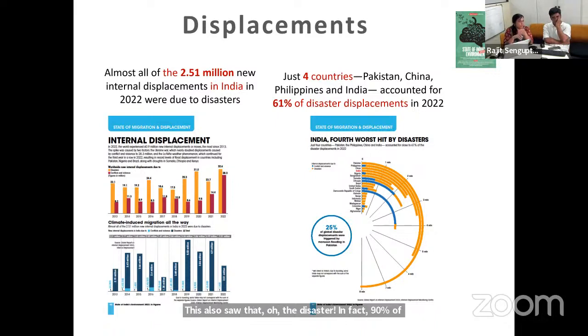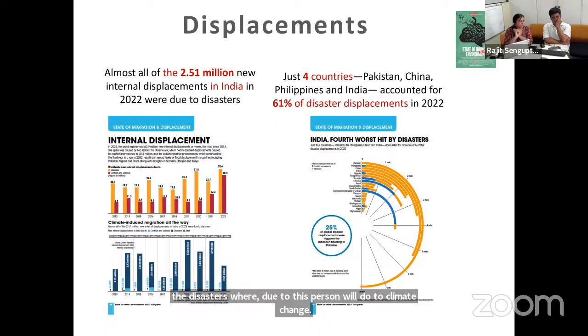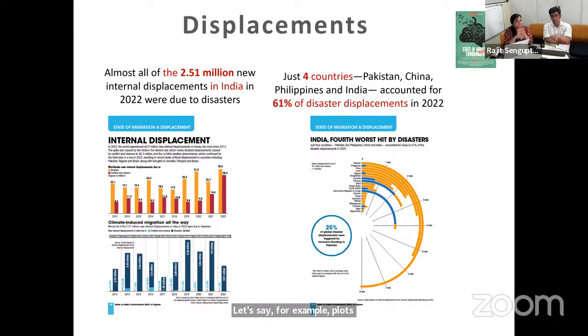For example, floods were responsible for most of the displacement in the country. And if I compare this with global figures, globally, almost half of the displacements were due to climate-related disasters. But in our country, almost the entire number of people displaced internally were due to natural disasters.